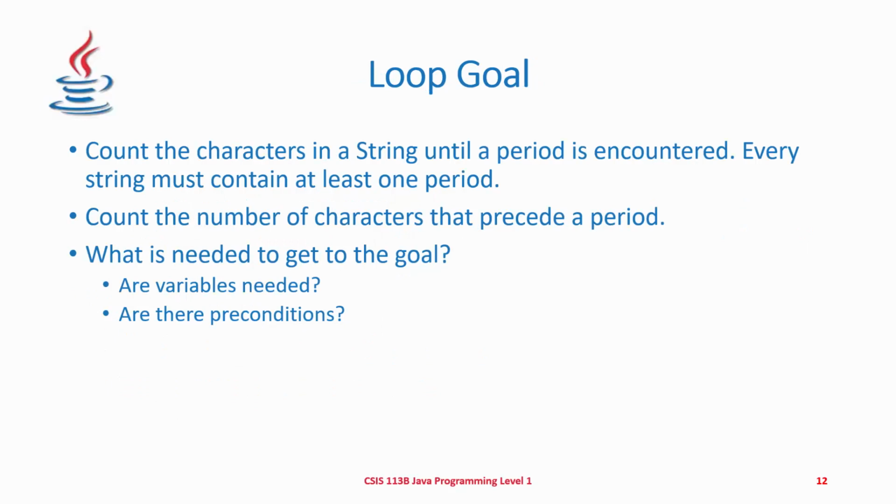The loop goal, in the case of our previous example, would be to count the characters in the string until a period is encountered. Every string must contain at least one period, so we might want to test for that separately. So then our program should count the number of characters before we actually encounter a period. So what do we need to get to that goal? Would we need any variables? And what are the preconditions? Well, as we said, one of the preconditions would be that the sentence has to have a period in it. And then we probably would want to have a variable that counts each character as we go through the loop.